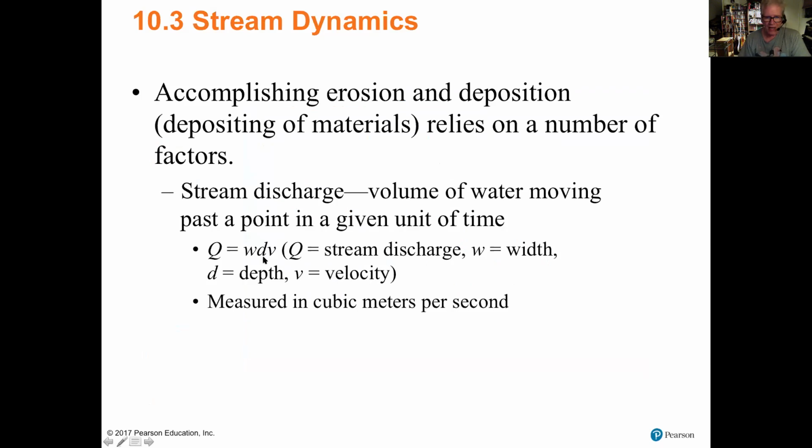And you figure this out very simply. Q is the stream discharge, W is the width, D is the depth, V is the velocity. So you multiply these three together and you get generally either cubic feet per second or cubic meters per second. And notice the important thing is if you change any one of these three, you change this.